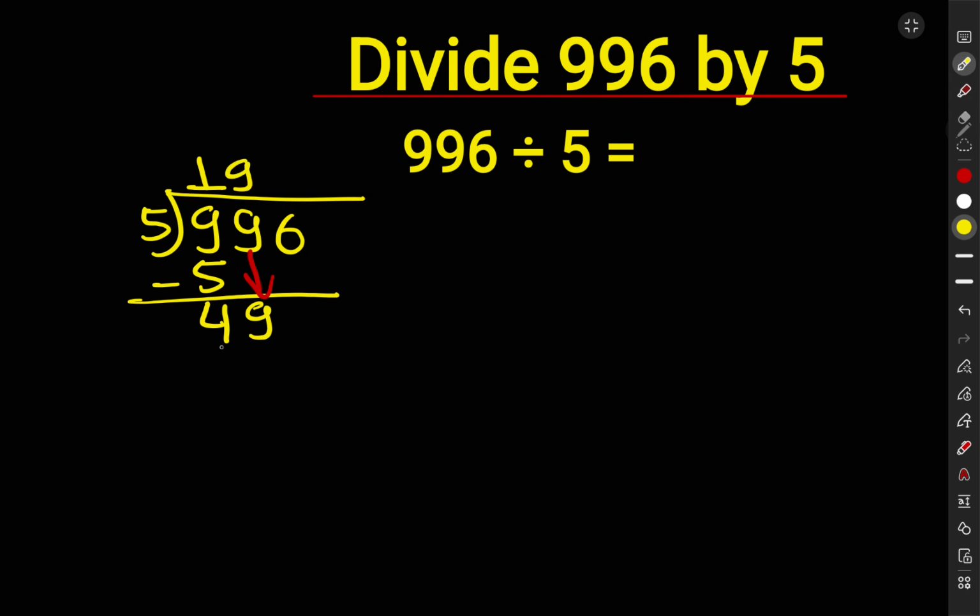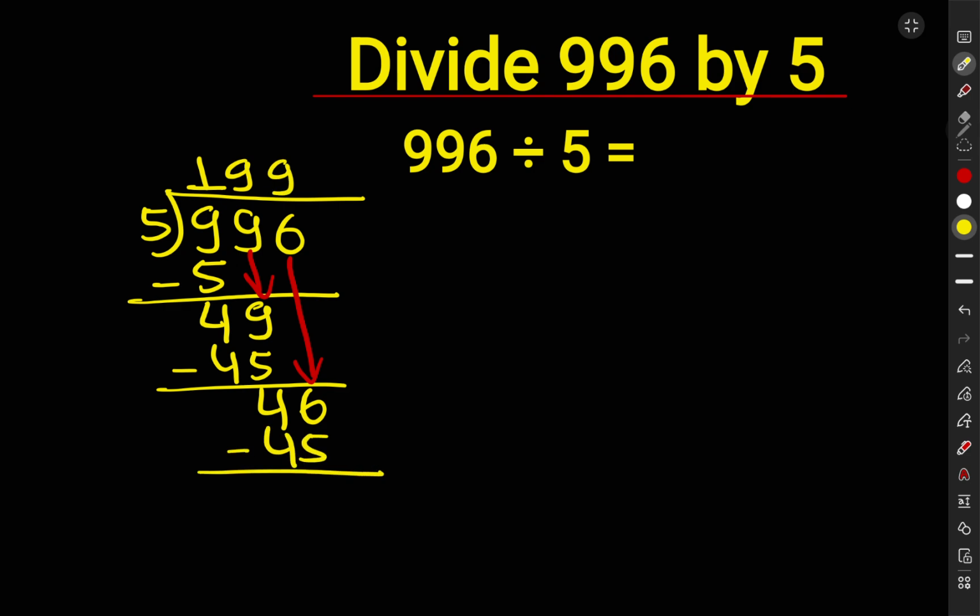5 times 9 is 45. On subtracting we get 4. So again we put down this 6 and it is 46. 5 times 9 is 45. On subtracting we get 1.